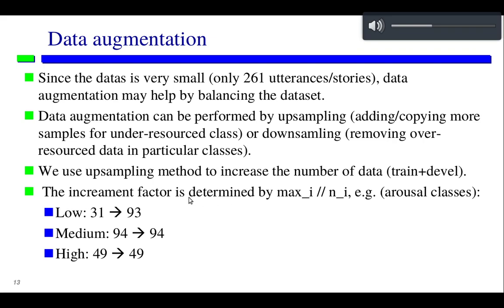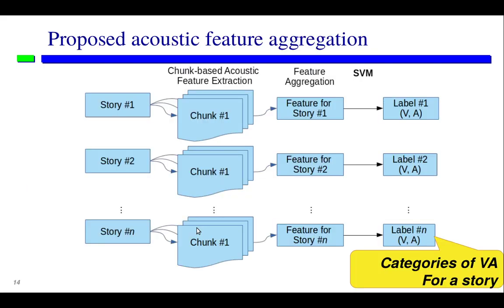So the factor is computed by this calculation. The maximum is 94, divided by the lowest one, 33. So the factor is 3, and I multiplied this data by 3. It's not the same, but similar. The number now is better than the previous one. So that's what I mean by data augmentation, by upsampling the under-resourced class to be close to the data in other classes.